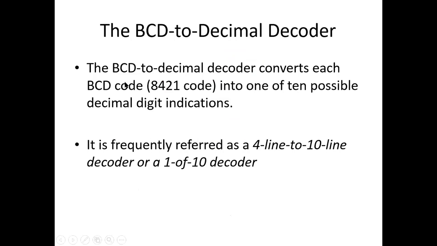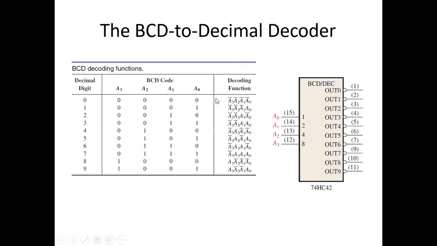We have another decoder, which is a BCD to decimal decoder. A BCD to decimal decoder converts from BCD to decimal. This example is the 8421 code, which converts 8421 BCD into decimal. Here is the BCD to decimal decoder function. This is the decimal digit, and these are the BCD codes. This is a typical IC that can perform BCD to decimal decoding. In fact, many of these functions can be represented by an integrated circuit.